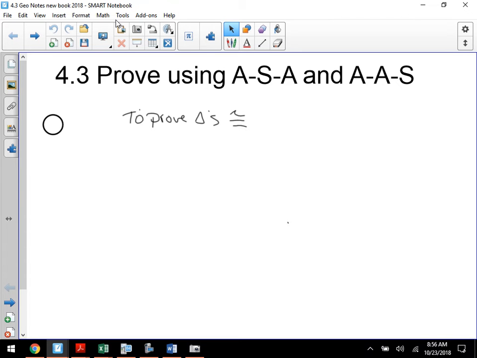ASA stand for? Angle, side, angle. And what do you think AAS stands for? Angle, angle, side. So here's what we got.